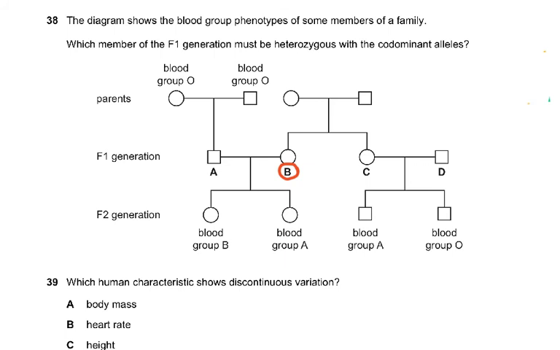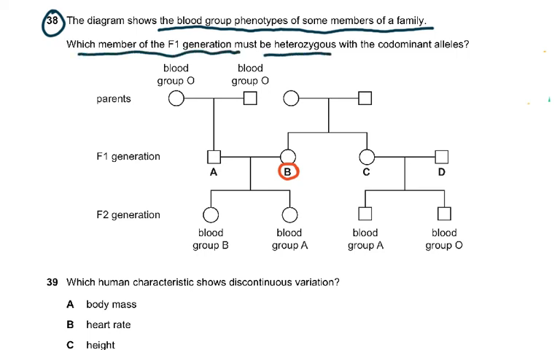Question 38, I've discussed this in a previous video as well. The diagram shows the blood group phenotypes of some members of a family. Which member of the F1 generation must be heterozygous with the codominant alleles? So that means this must be blood group AB. Now, we are very clear about blood group O. Blood group O has to be IO. So these two are IO.